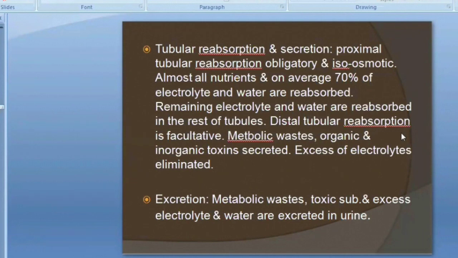Distal tubular reabsorption is then of the remaining electrolyte and water. After 70% reabsorption of electrolyte and water, there remains 30% electrolyte and water that enter into the rest of the tubule. Is it clear? The rest of the tubule, that means the ascending limb of the loop of Henle. Okay, this is pictures.